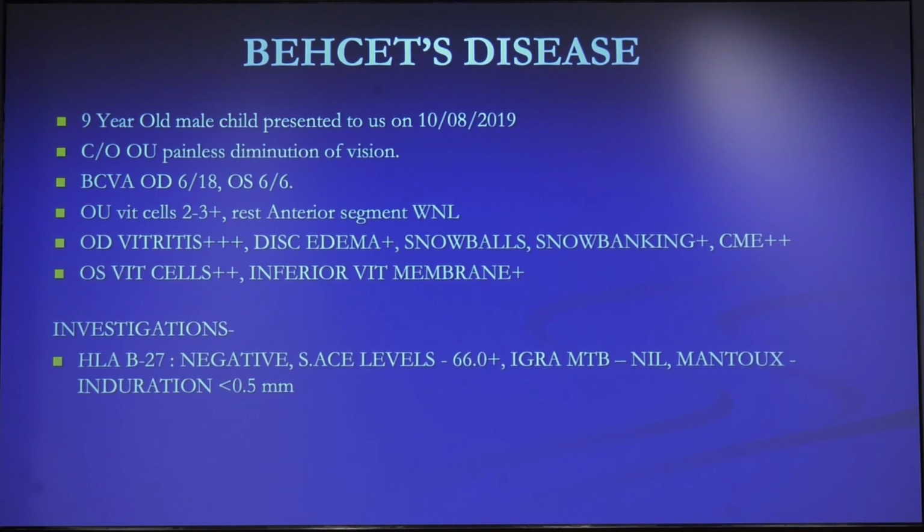Behçet's disease, 9-year-old male with painless diminution of vision, both eyes, 6/18 and 6/6. Right eye had vitritis, disc edema, snowballs. Left eye had vitreous cells. HLA-B27 negative.